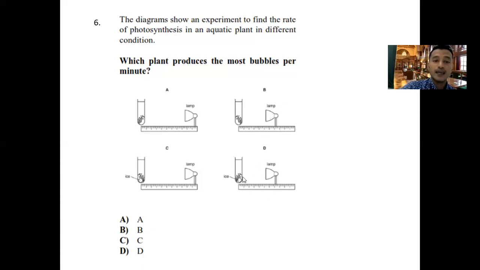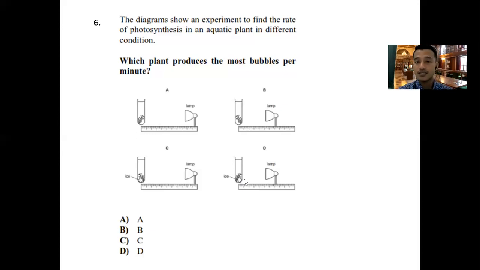And then, what's wrong with labeled D? As you can see, they add ice inside the test tube. They put small ice cubes in there. As you remember, there is a substance we call enzyme. Enzymes can speed up reactions. As you know, the reactions of photosynthesis need enzymes as well for the whole process.